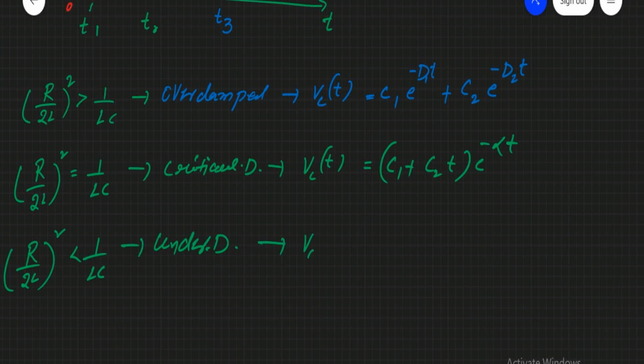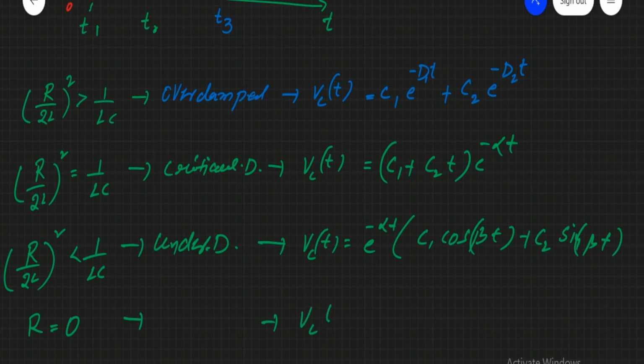Here we got Vc of t is equal to e power minus alpha t into (C1 cos beta t plus C2 sin beta t). And the last case is R equal to 0. In R equal to 0 we got Vc of t is equal to C1 cos beta t plus C2 sin beta t. So this is about your conclusion for your series RLC.